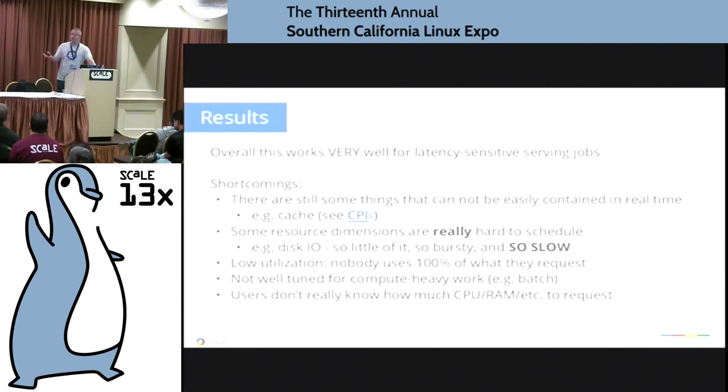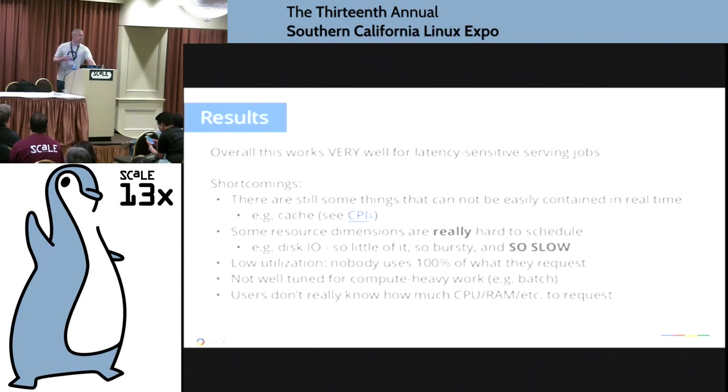So then you go off to your CTO and you say, well, here's our operating budget for next year. And he says, well, why the hell did it double? Your utilization is 4%. Why don't you just double your utilization, right? So this is tricky, right? This is not a well-tuned system for compute-intensive work like batch.